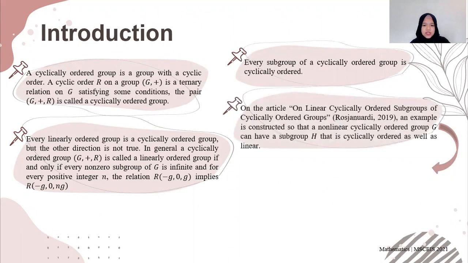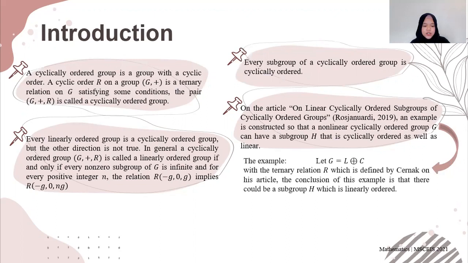In the article on linear cyclically ordered subgroups of cyclically ordered groups, by Jakubik in 2019, an example is constructed so that a nonlinear cyclically ordered group G can have a subgroup H that is cyclically ordered as well as linear. The point of the example is: let G equal L direct product C, where L is a linearly ordered group and C is a cyclically ordered group which is not linear. With the ternary relation R, which is defined by Cernak in his article, we come to the conclusion of this example that there could be a subgroup H which is linearly ordered.